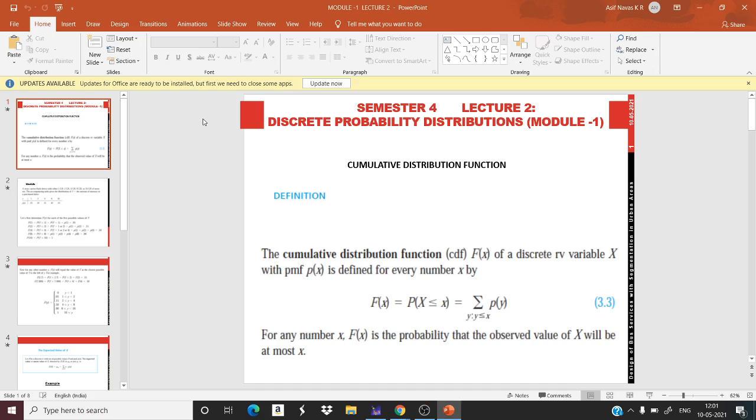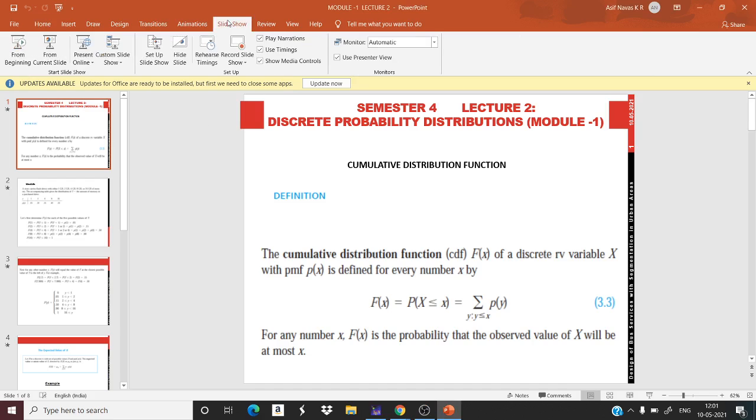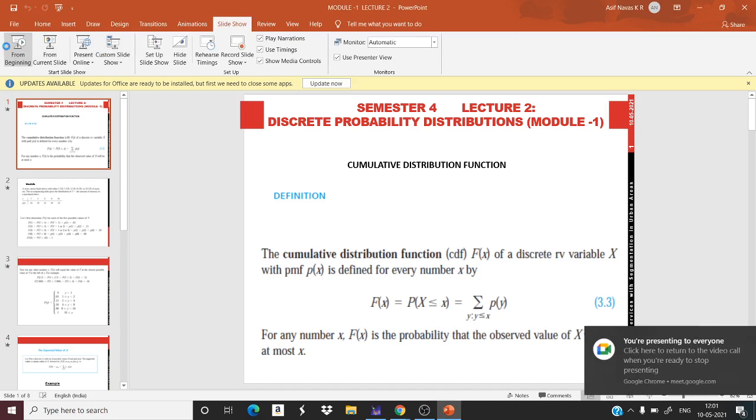Okay, so this is our second lecture, semester 2 for discrete probability distribution, module 1. So let us define what is cumulative distribution function.